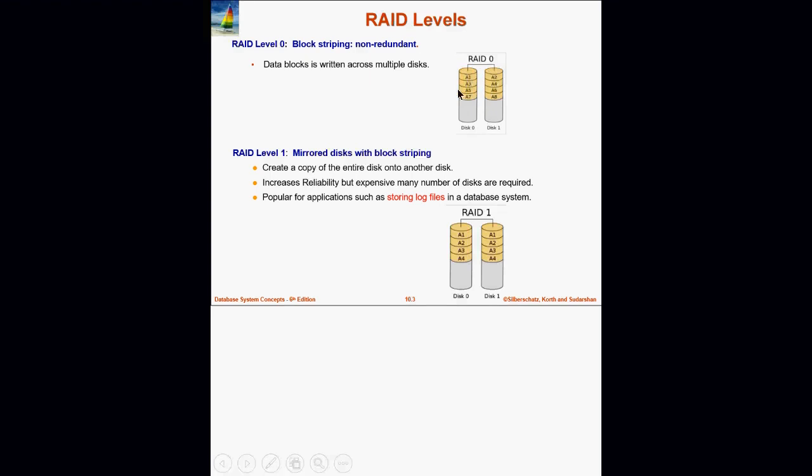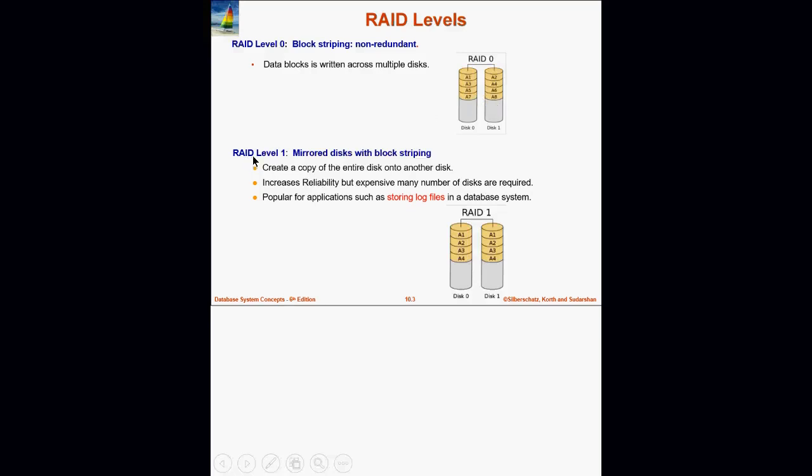A1, A2, A3, A4. So information is stored blockwise. A block of information is stored and each block is going to be non-redundant. If you could see in the diagram, there is no redundancy, or there is no repetition of elements in the different disks. A1, A2, A3, A4, A5, A6 and so on.